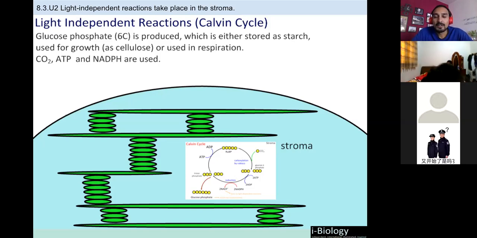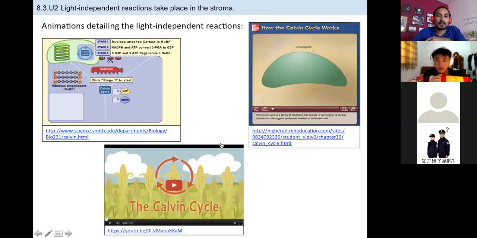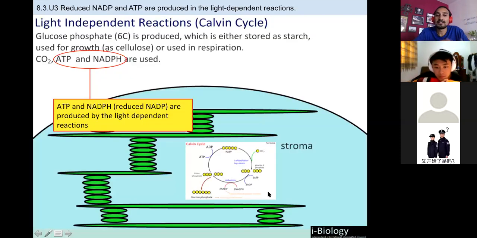The point is, two things were made during the light-dependent reactions. What are they? NADPH. And? ATP. So we're now going to use those two things in the light-independent reactions, right? In the reactions that do not require light, these two things are going to be kind of the power that drives those reactions.